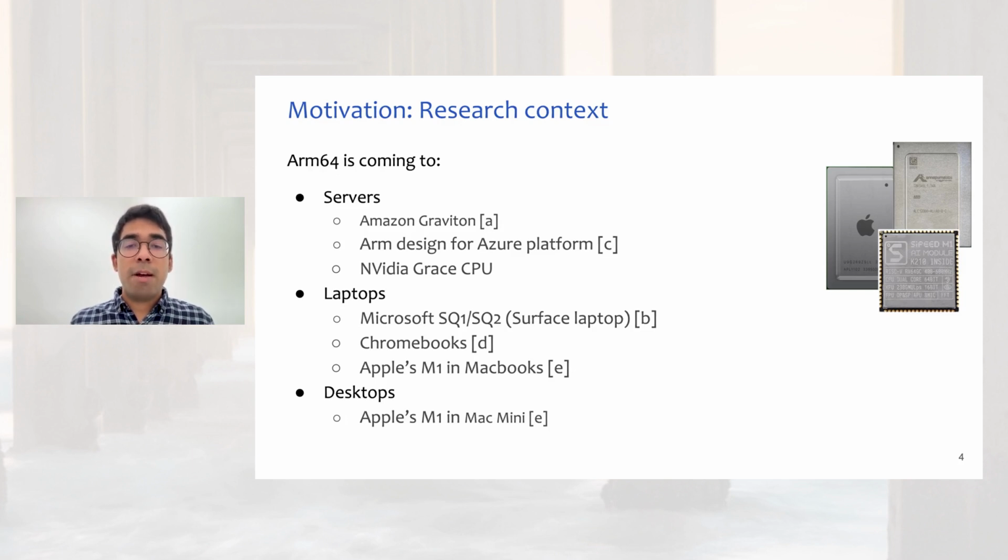For instance, Amazon and Microsoft now use ARM64 CPUs in their data centers, but also in Microsoft's new laptops, Google Chromebooks, and of course, Apple's new M1 chips. They are present in their recent MacBooks and Mac Minis.